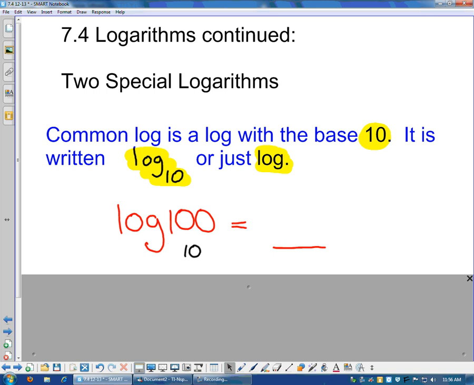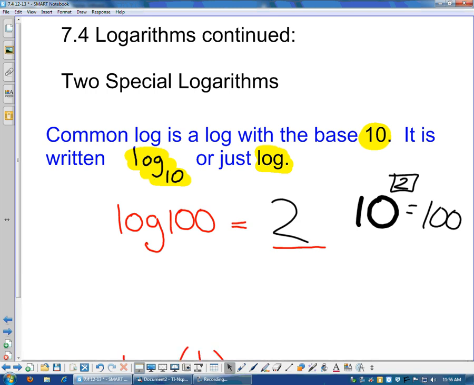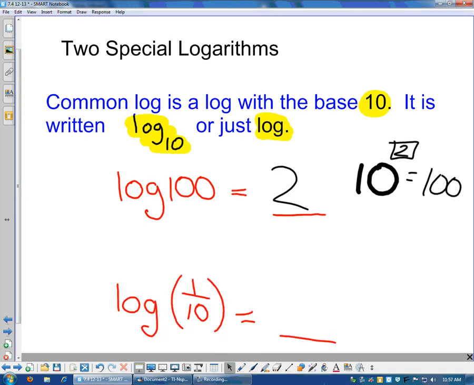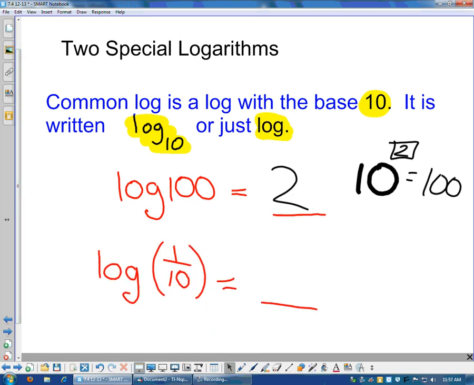So that's really saying 10 raised to what power is equal to 100? And what's it going to be? 2 it is. So log of 100 is equal to 2. How about this next example? How about log of 1/10?